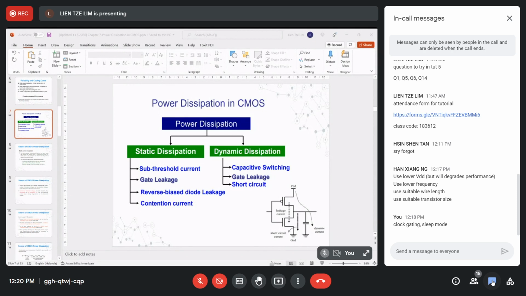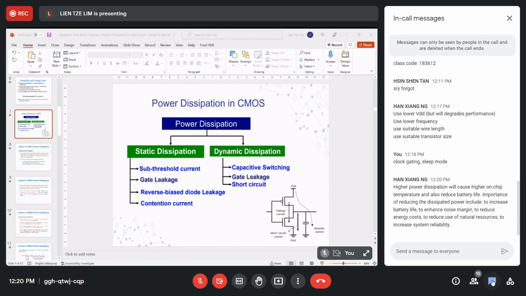Question 5. State the detrimental effects of power dissipation to modern digital system circuits in CMOS technology. Discuss the importance of reducing the dissipated power in a circuit. What are the negative effects of high power dissipation? Higher power dissipation will cause higher on-chip temperature and also reduce battery life. Yes, this is correct.